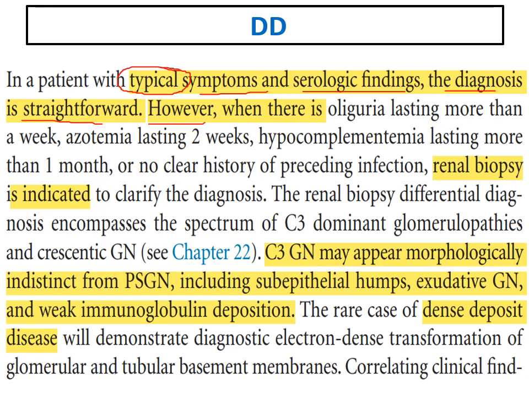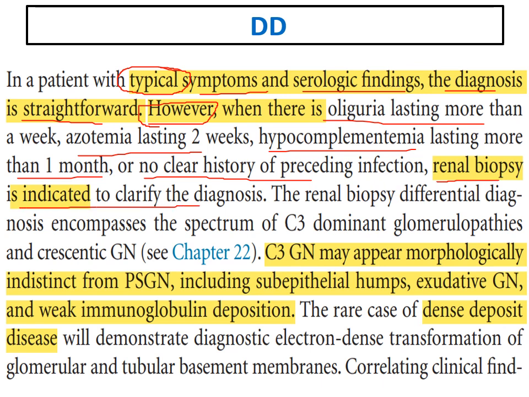But in some cases there might be some concern or some atypical presentations, or there is some doubt, especially in patients with persistent oliguria or persistent azotemia for more than 2 weeks, or hypocomplementemia for a longer duration, more than 1 month, or if there is no clear history of preceding infections. In such cases, renal biopsy is indicated to confirm our diagnosis.